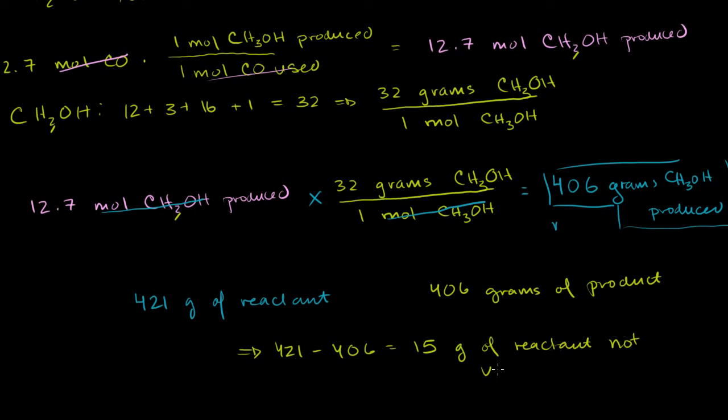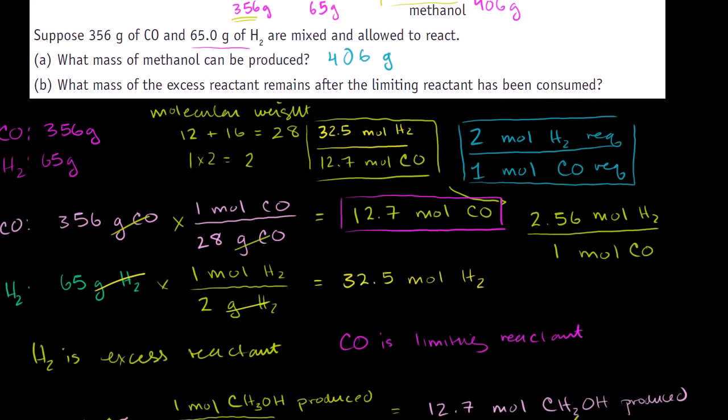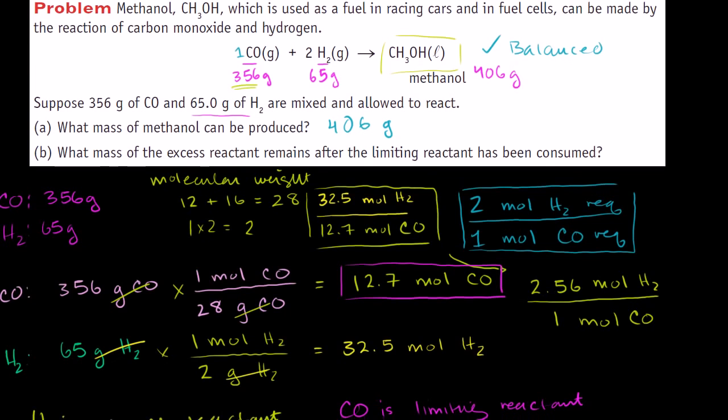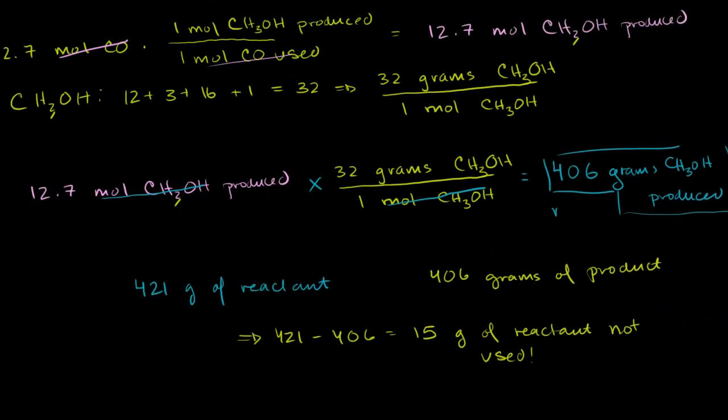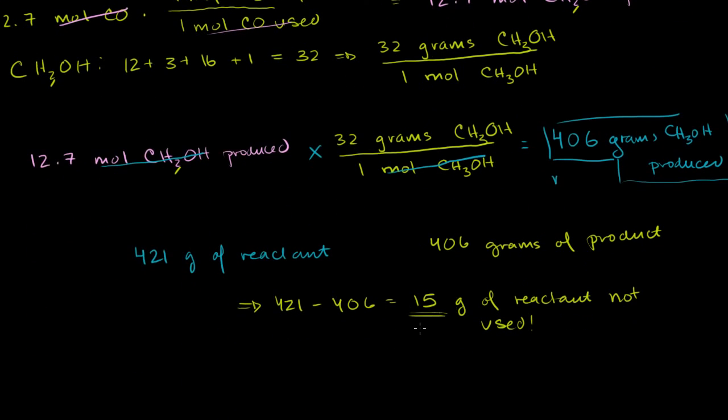Now, the reactant that's not going to be used is the one that you have an excess of. And we figured out that we have an excess of hydrogen. So all of that 15 grams must have been 15 grams of hydrogen that was not used. So 15 grams of hydrogen left over.